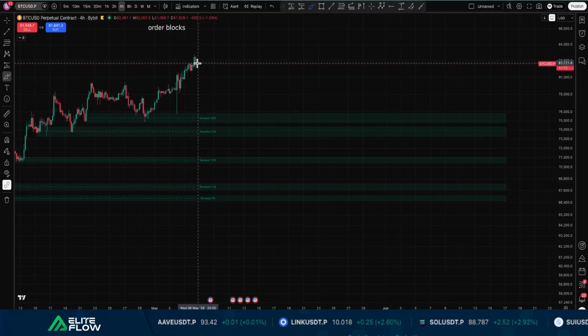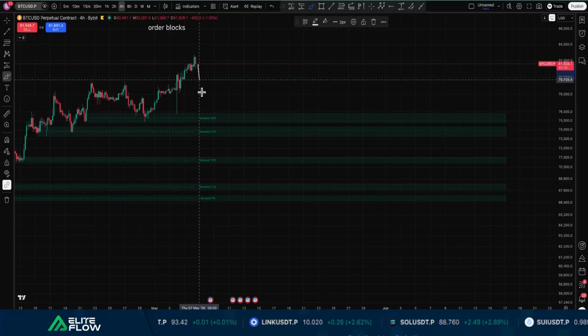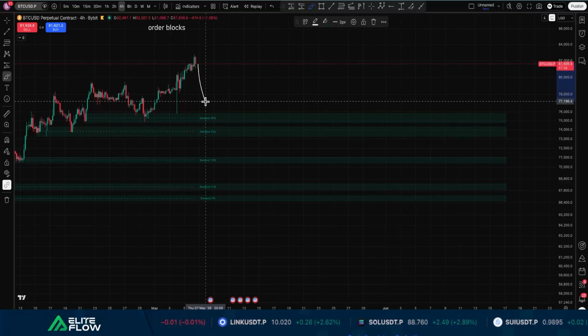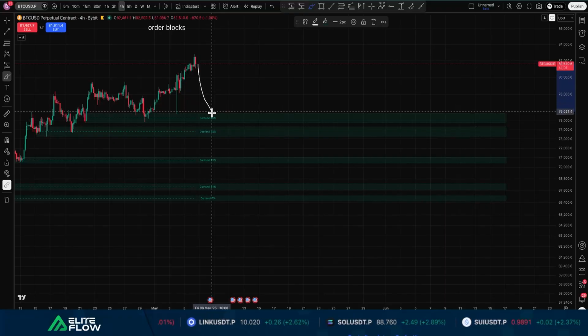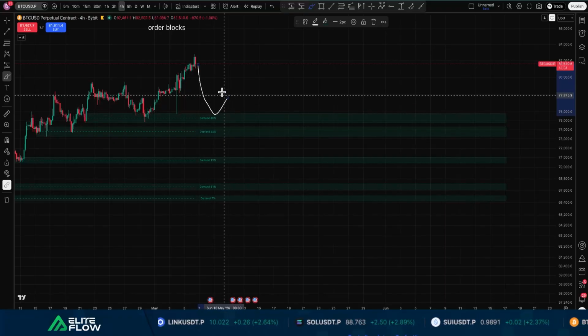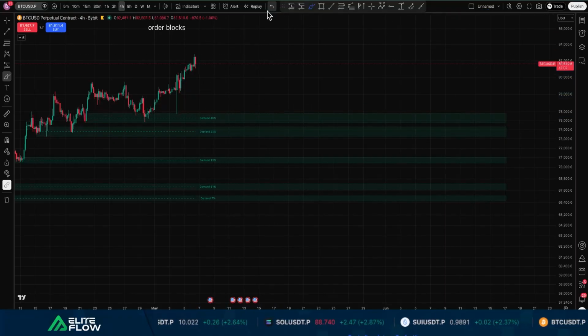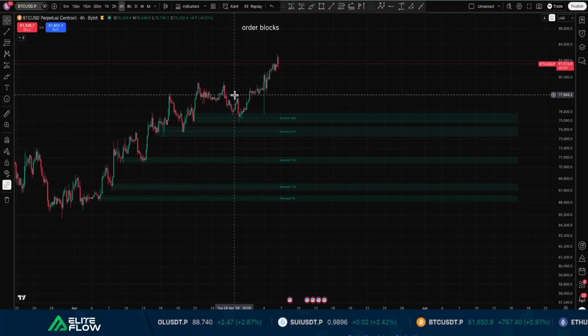You need to also keep that in mind. Order blocks, they act as support and resistance points, and they are meant to give you a big reaction. If they don't give you that big reaction, watch out. That's my friendly advice. That's everything I have to say regarding order blocks.